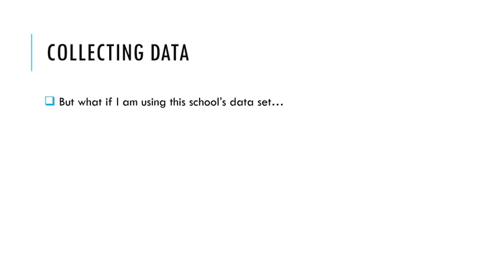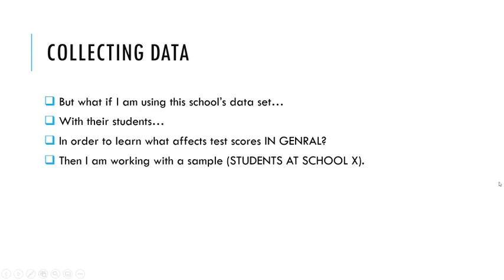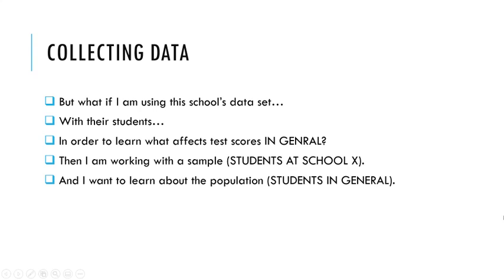But here's the thing. What if I'm using this school's data set with their students in order to learn what affects test scores in general for the same age group? And in general, I mean, across the United States. Now, here's where I'm going to start to have a little trouble. Can I say that I have the whole population? No. In this case, if I want to learn about the whole United States, I have just a sample which might have some selection bias. So I'm working with a sample, students at this rural school system in Virginia, and I want to learn about the population, students in general, in the United States.